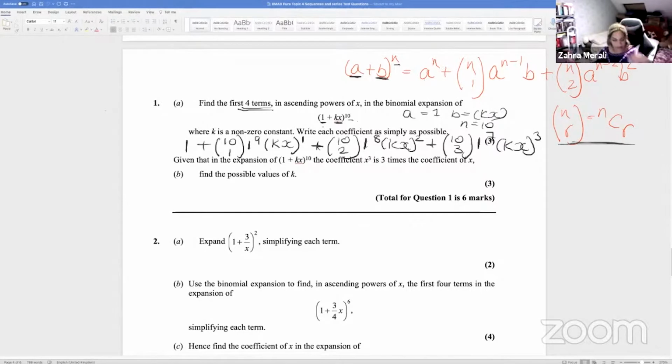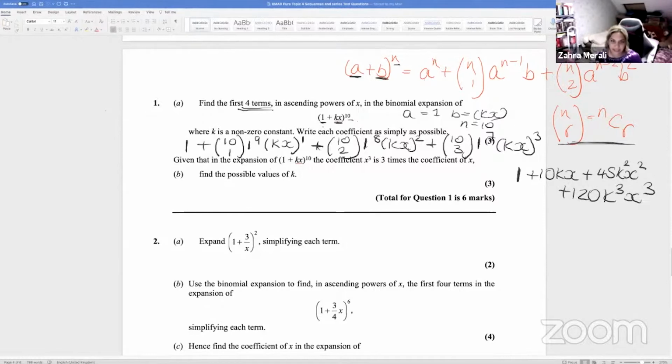So 10, 1 is the C button, which is on top of your divide sign. So you've got to do 10, shift, divide 1, which is just 10, and 1 to the 9, which is 1, and kx. So you end up with 1 plus 10kx, 10c2, which is 45. kx all squared is k squared x squared, and then we've got 10c3, which gives us 120, k cubed x cubed, and that is your answer to part A.